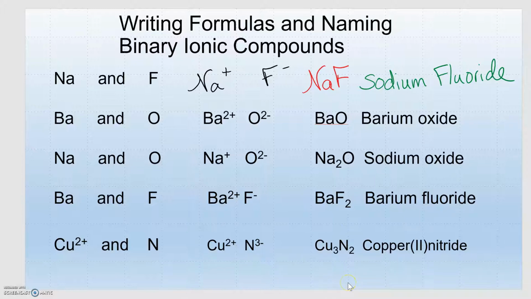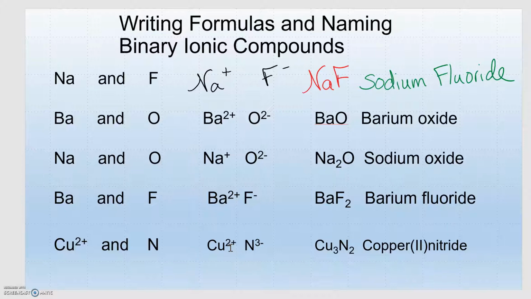Fluorine becomes fluoride. Now the copper is a little more complicated. We have to combine these in a ratio such that we make a neutral compound. So we'll need 3 coppers, each with a 2+ charge. That would be a total of 6+, and 2 nitrogens, each with a 3- charge, for a total of -6.